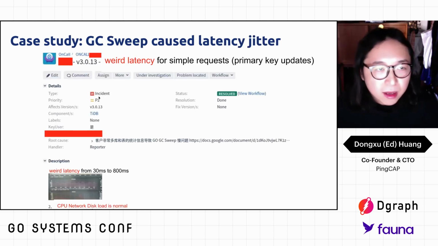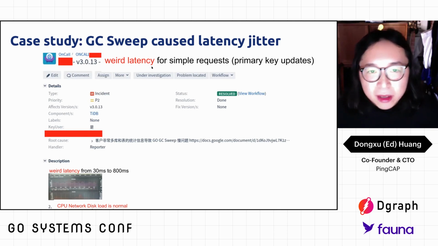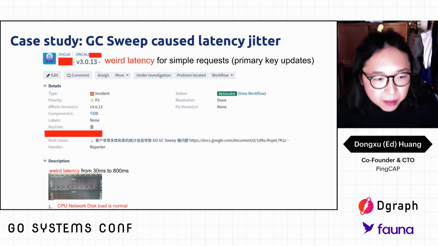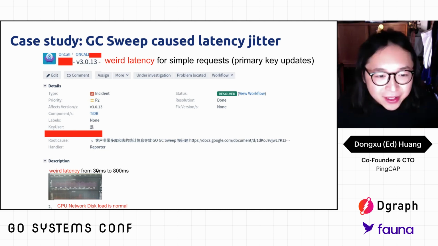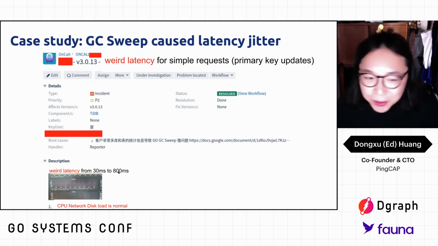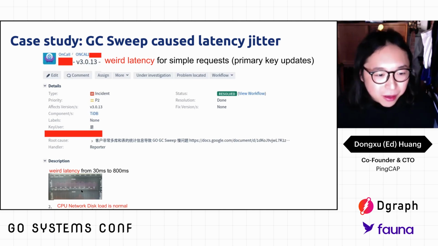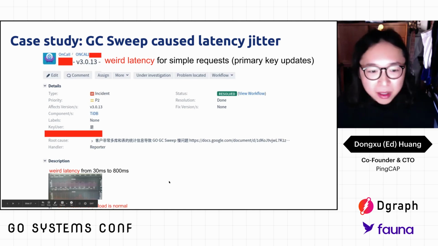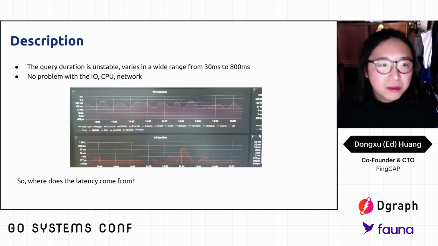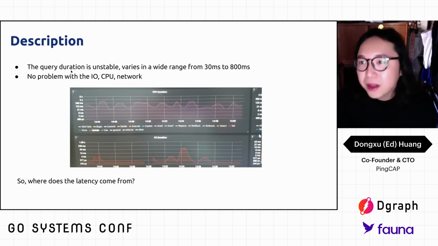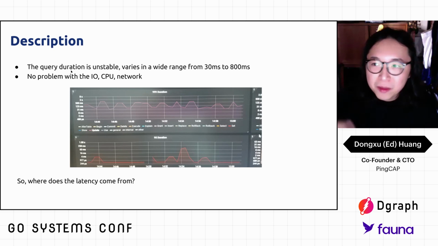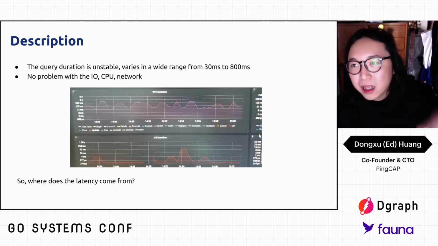So this is a real world case study. We noticed some weird latency, even for some simple requests to our database. The weird latency ranged from 30 milliseconds to 800 milliseconds, even for a simple random lookup. And we are sure that the CPU and the network load are quite normal. TiDB is a database, so performance is really important. The stability of the performance is really important to us.